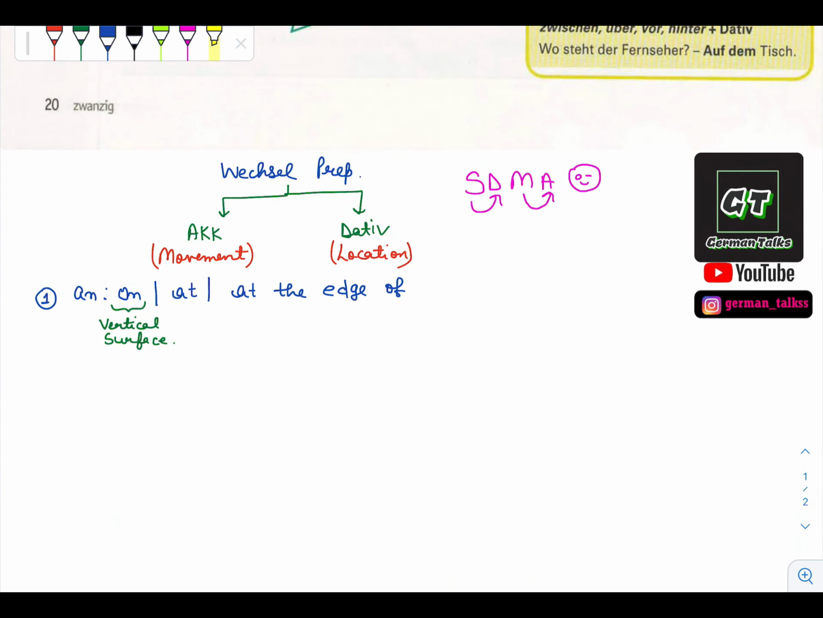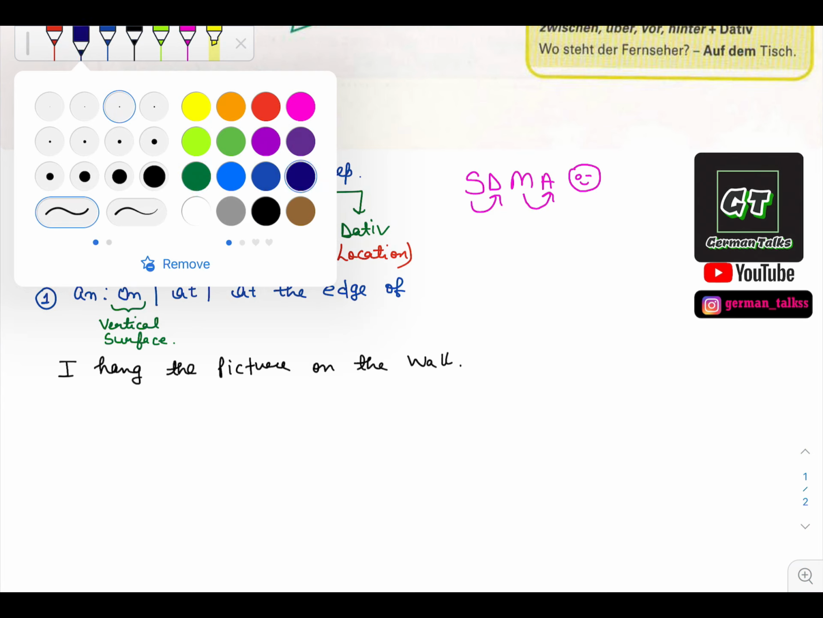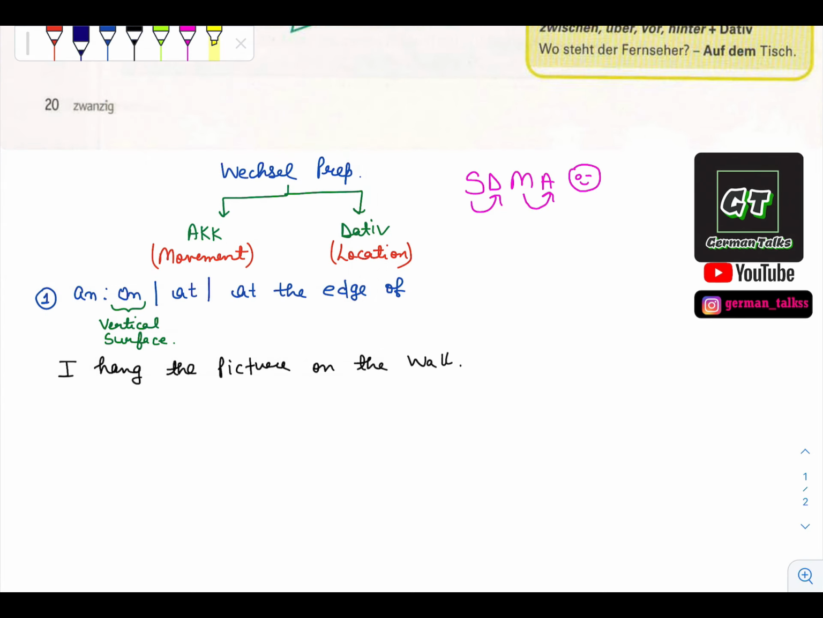For example, if I want to say I hang the picture on the wall, how do I write this in German? Ich hänge das Bild an die Wand.